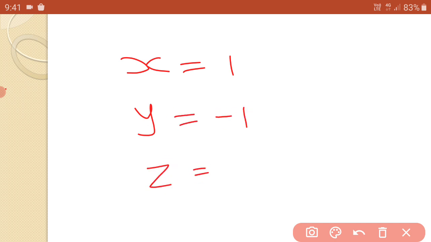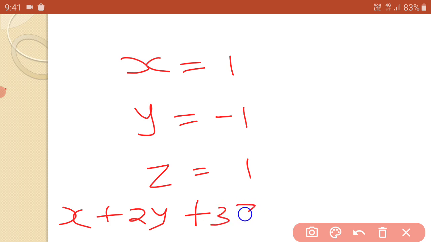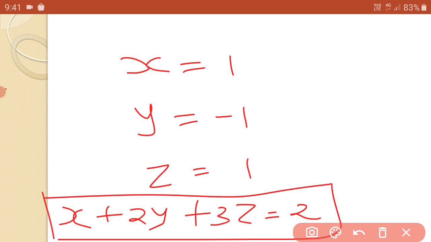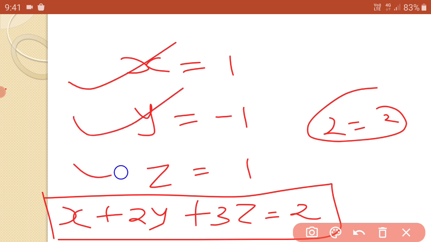So you write the answer: x is equal to 1, y is equal to minus 1 and z is equal to 1. And you verify. Suppose one equation is x plus 2y plus 3z is equal to 2. Just you apply the formula in these equations. So 2 is equal to 2. It means your answer is right.